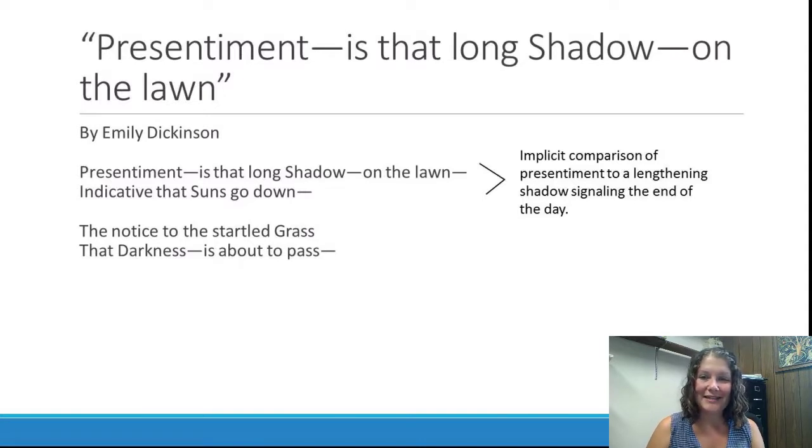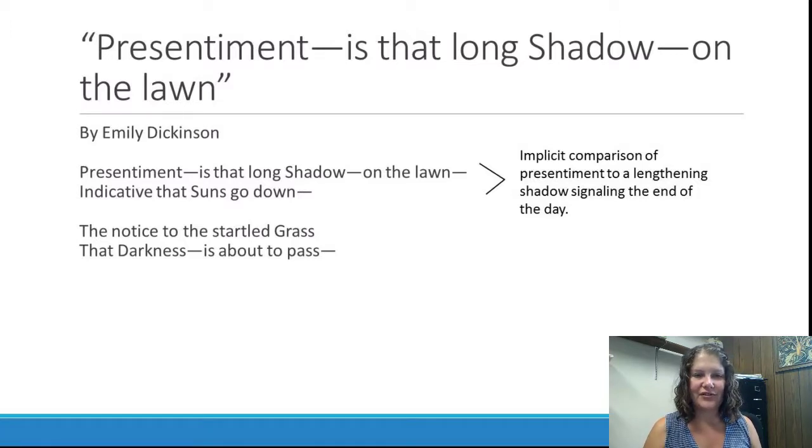So in this poem, we have the implicit comparison of presentiment, which is this sense that something is going to happen, knowing that something is going to happen even before it happens, to a lengthening shadow that signals the end of the day. So this feeling, this foreknowledge that something is going to happen is being compared to signs, in this case a shadow, that's signaling that the sun is going to go down. That shadow that tells us that the sun is going to go down.